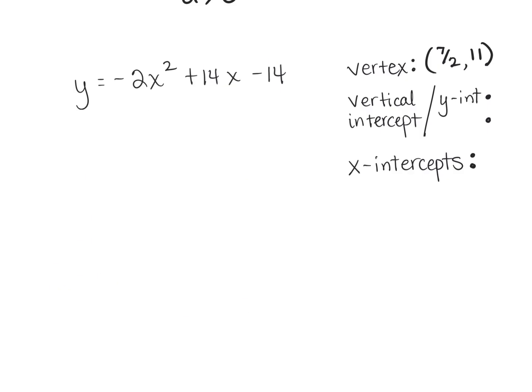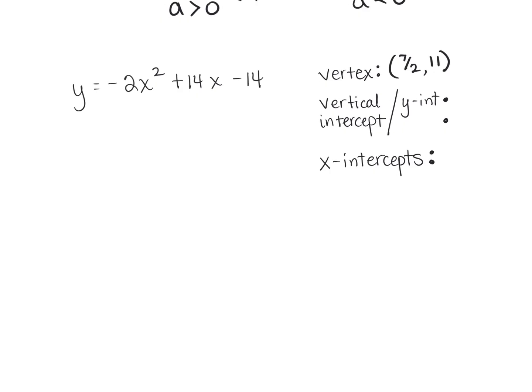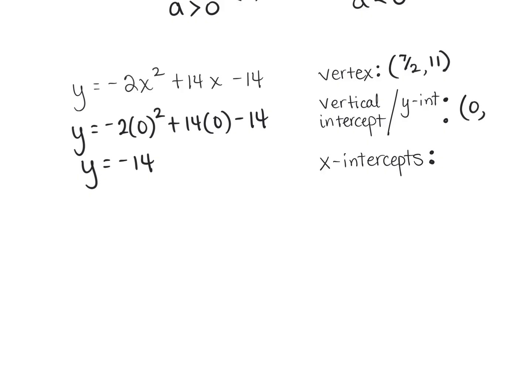All right, then we're going to start from scratch. We're going to find the y-intercept. In order to find the y-intercept of this equation, we're going to let the x's be equal to 0 and solve for y. So y is equal to negative 2 times 0 squared plus 14 times 0, and then subtracting 14 from it, so y is equal to negative 14. So then your y-intercept is at an x value of 0 and a y value of negative 14.